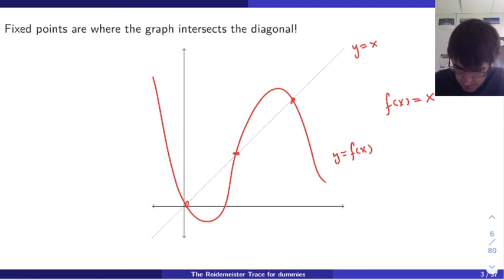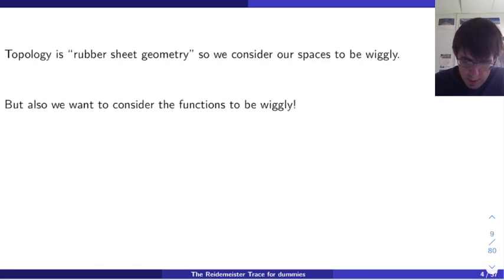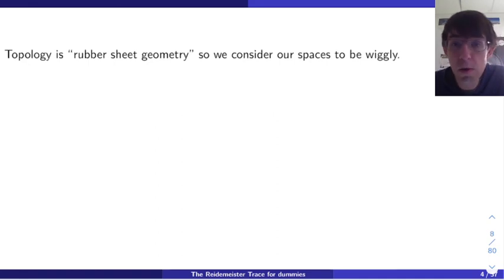Where the graph intersects the diagonal. All right. And as you probably know, topology is like rubber sheet geometry. It's kind of like geometry, but we don't actually care about specific distances or angles. We are more talking about the structure of shapes if you allow them to bend and wiggle around, but not cutting and tearing. That's not allowed, but that's what topology is about. And so I'm going to consider all of the spaces to be sort of wiggly.